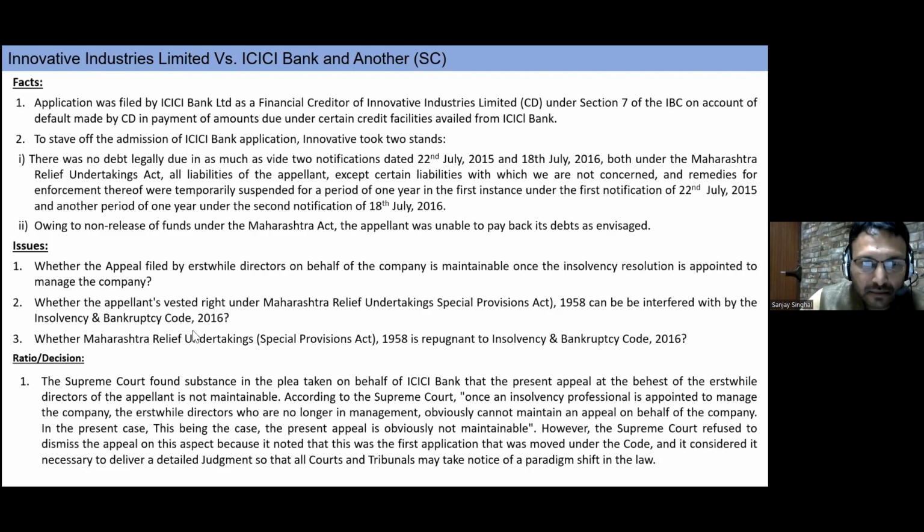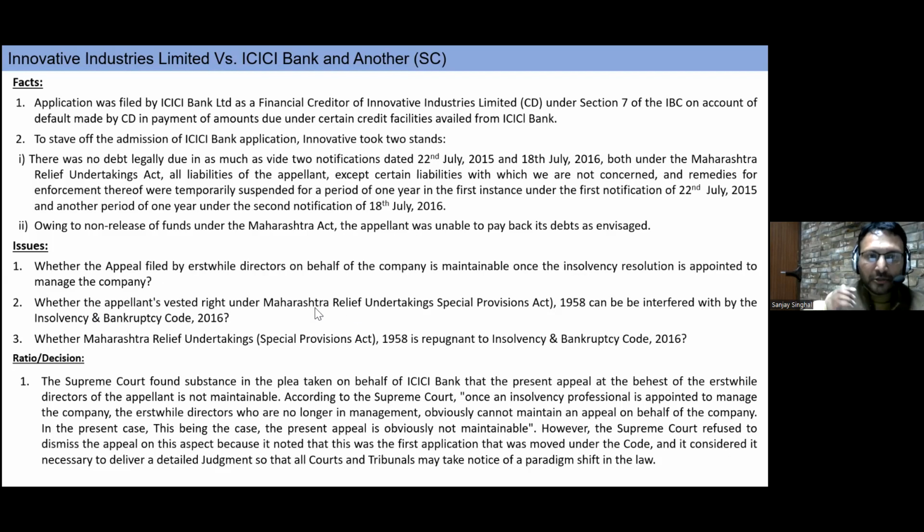So the questions are whether the Maharashtra Relief Undertaking Act is repugnant to the IBC code, and whether the appellant's vested right under the Maharashtra Act can be interfered with by the IBC. If the application is already registered under the state act, can an application be filed under the IBC code, which is a law enacted by the central government? And another question is whether the application filed by the erstwhile director on behalf of the company is maintainable once the IBC's insolvency resolution professional, the IRP, is appointed to manage the company.